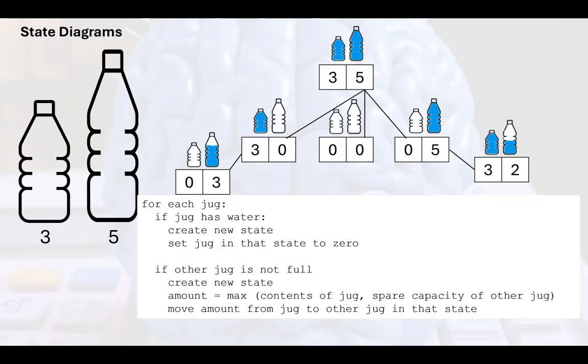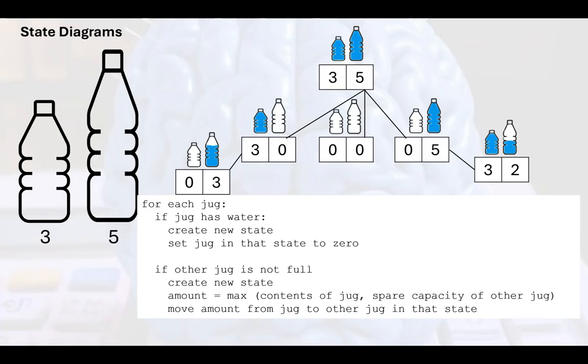So if we had to code this, let's look at this code. Hopefully this works. So for each state, we'd look at the jug and we'd say, well, if that jug has water, we could consider just emptying the jug. So we would create a new state and in that state, empty that jug. And then we'd say, if the other jug is not full, well, that means I can pour some water into it. So I would create a new state.